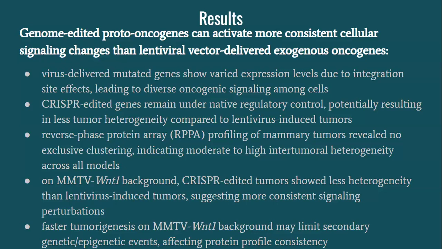Reverse phase protein array, or RPPA, profiling of the mammary tumors actually revealed no exclusive clustering. So that indicated moderate to high intertumoral heterogeneity across all the models. And on the MMTV Wnt1 background, the CRISPR-edited tumors also showed less heterogeneity than lentivirus-induced tumors. That suggested more consistent signaling perturbations, or changes. And faster tumorigenesis on the MMTV Wnt1 background may also limit secondary genetic or epigenetic events affecting the protein profile consistency, or the protein expression mainly.